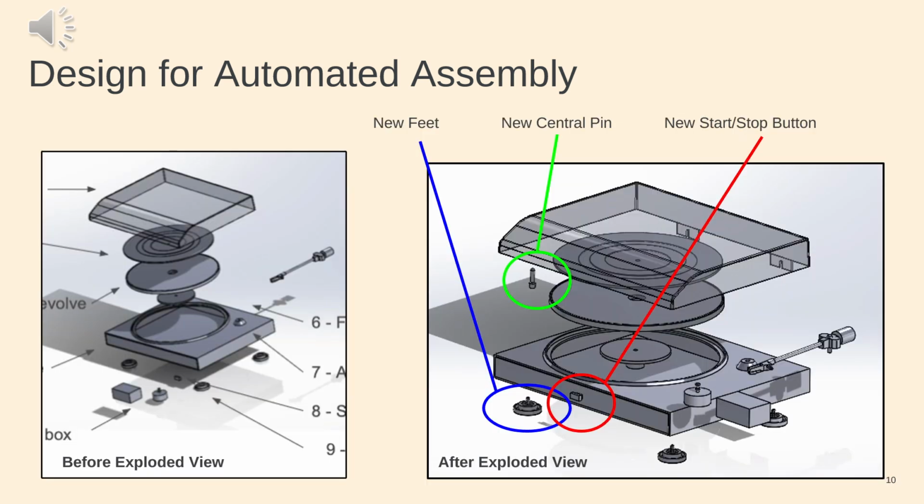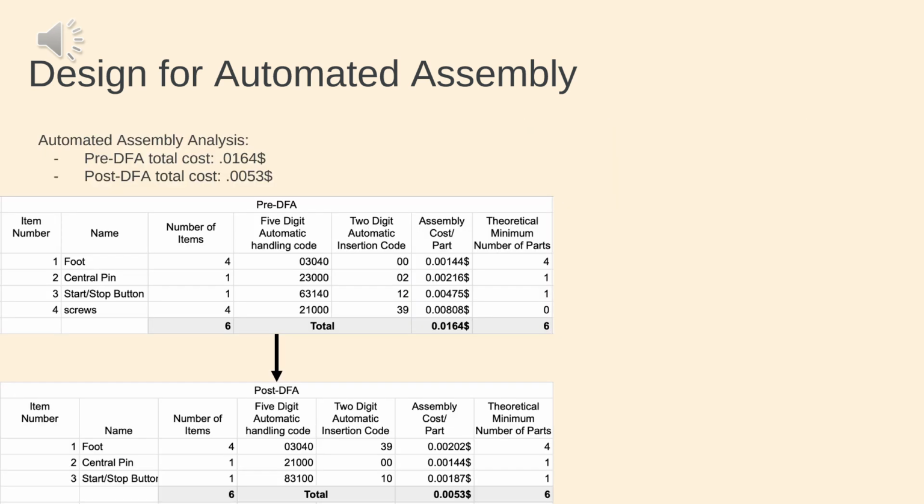On this slide, we have the exploded view with the new feet, central pin, and start-stop buttons to demonstrate the change in the automated assembly process. Here's the pre and post DFA automated assembly analysis. The modification of the foot eliminated the need for screws, the central pin became easier to handle, and the start-stop button became easier to insert. As a result of these changes, the total price fell from 1.64 cents to 0.53 cents.